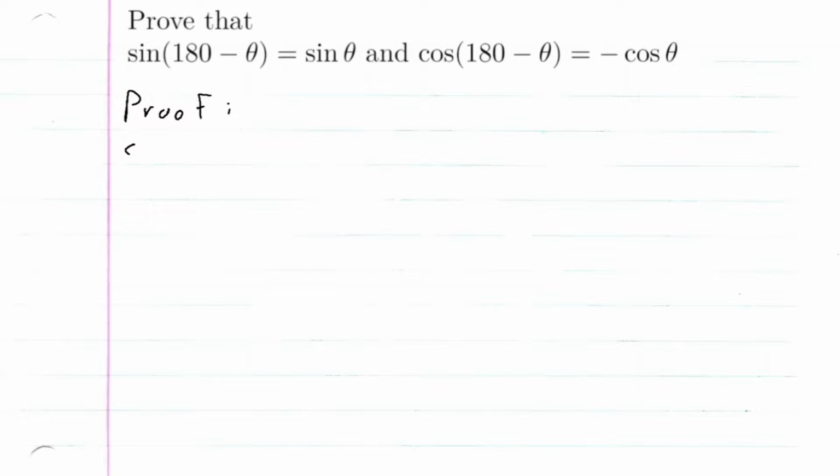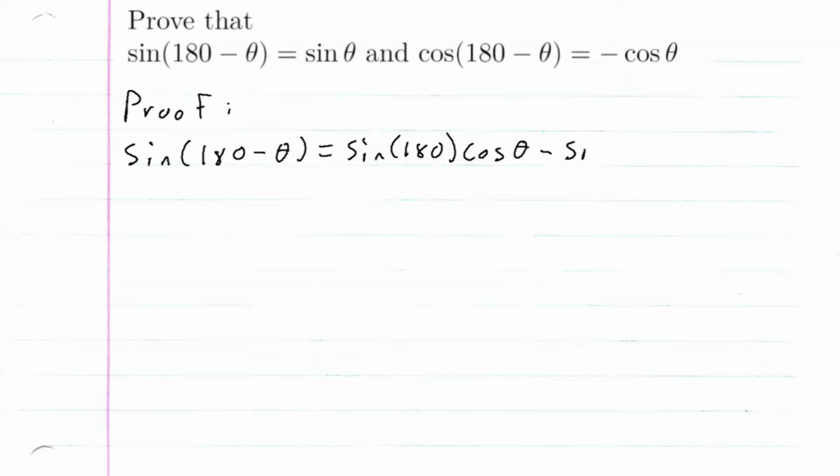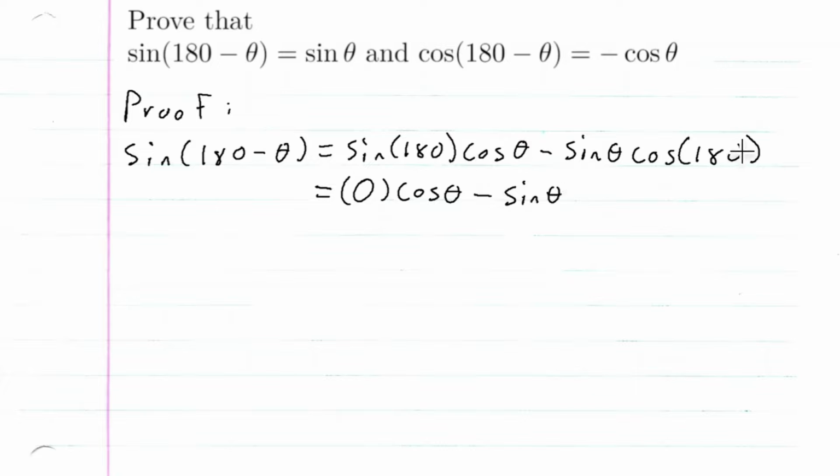So I know sine of 180 minus theta is equal to sine of 180 cosine theta minus sine theta times cosine of 180. Now I know this is equal to, so sine of 180, of course, is 0, times cosine of theta, minus sine of theta times cosine of 180, which is negative 1, right?